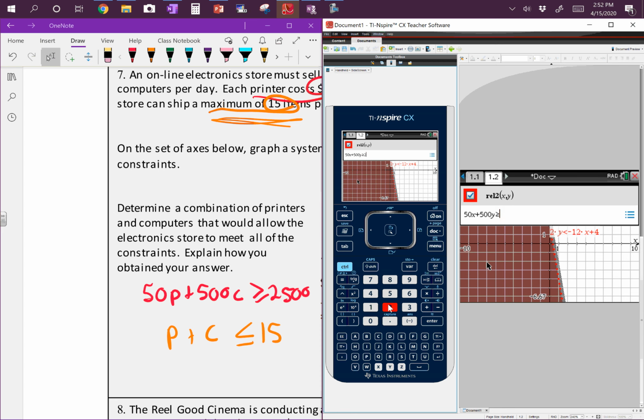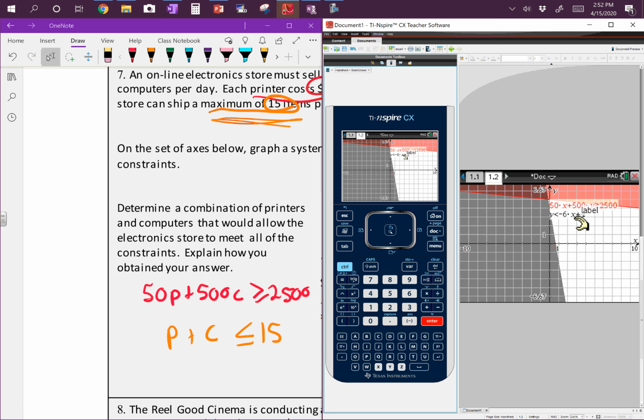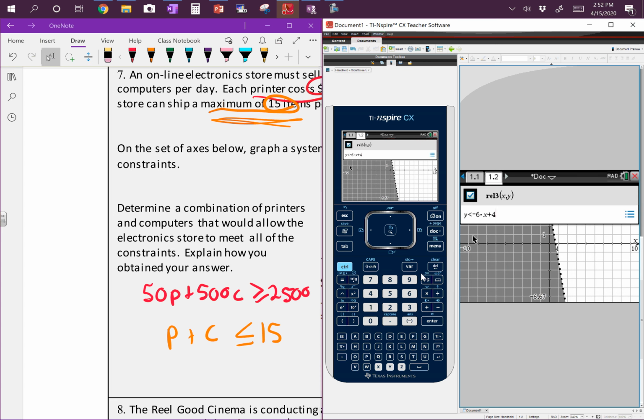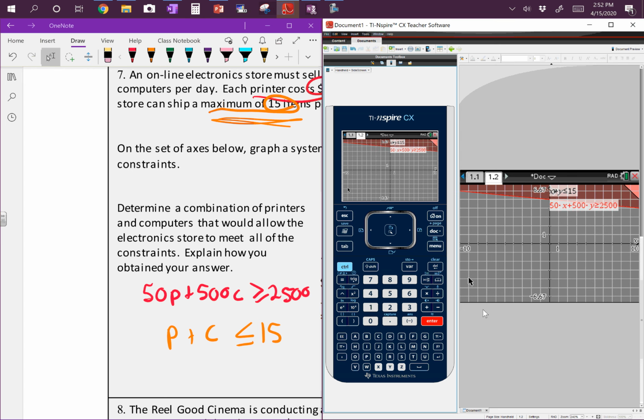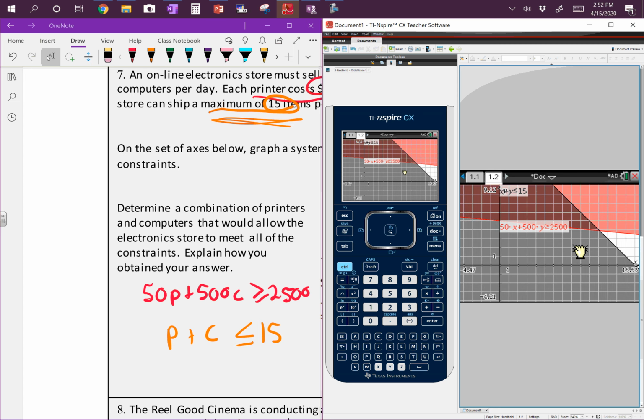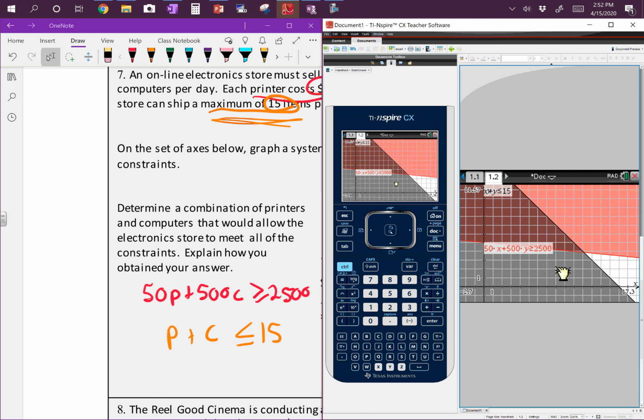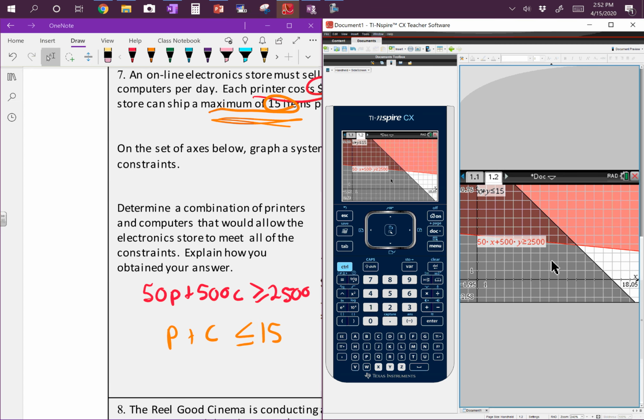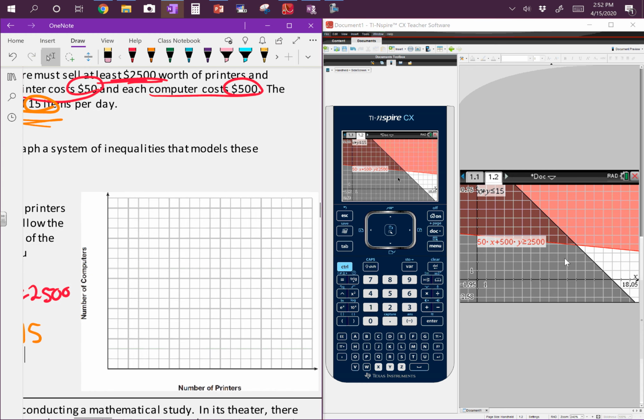The second thing we need to worry about is these numbers are ridiculously big. 2,500 is not what we are used to seeing. So we might need to adjust the scale. We got X plus Y is less than or equal to 15. Graph that guy, and we get this. Okay. Hey, look, I can just drag it, and that works. That's exciting.